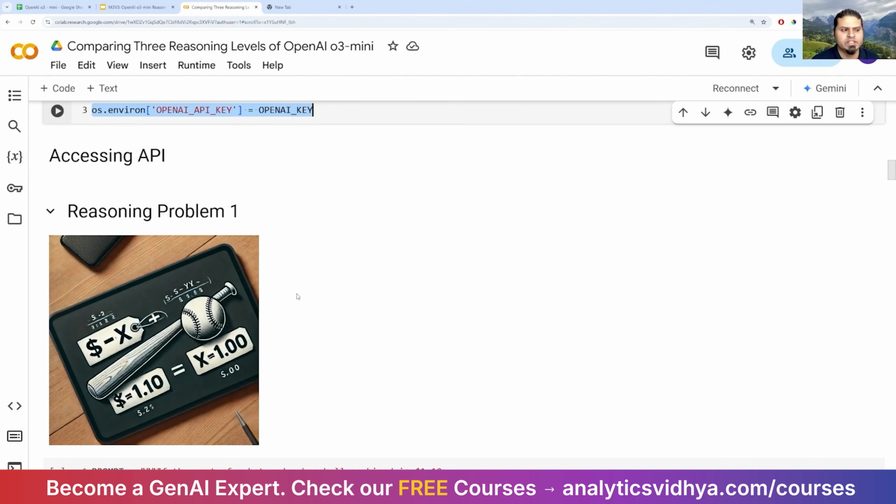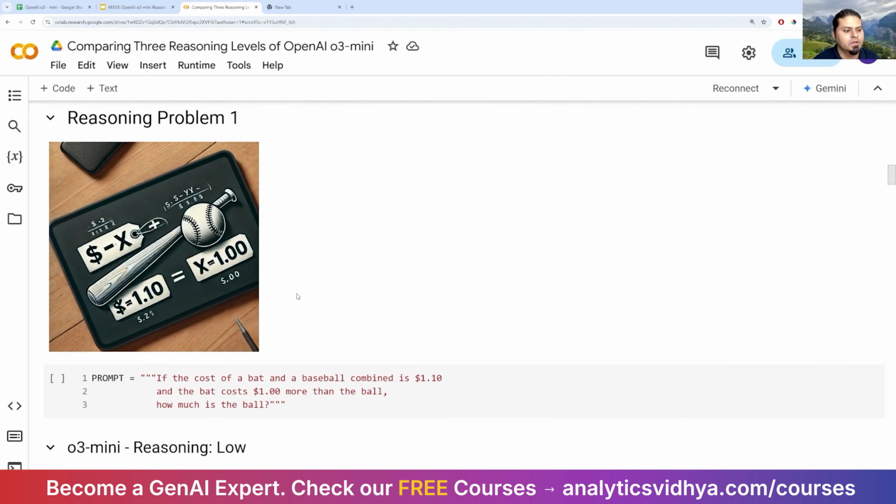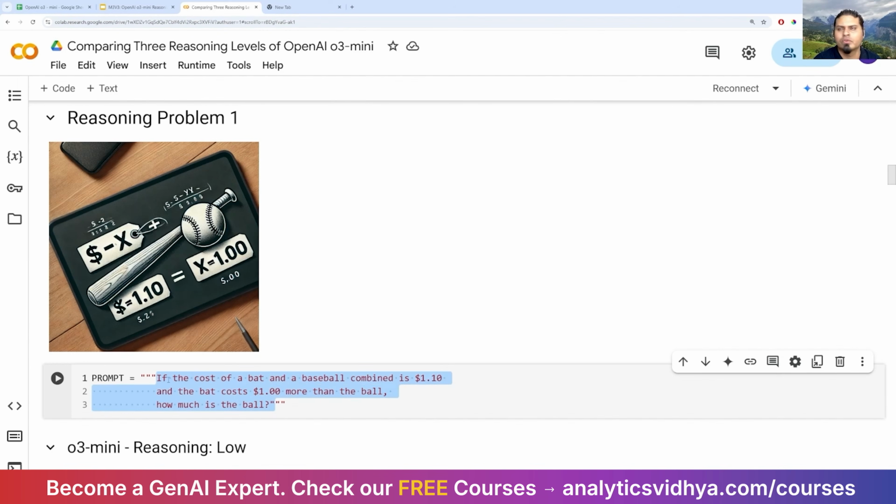So for the first reasoning problem, it is a very simple math-based reasoning problem that if the cost of a bat, a baseball bat, and a baseball combined is $1.10, and the bat costs $1 more than the ball, how much is the ball? So that is the overall problem, that both combined cost $1.10 and the bat by itself costs $1 more than the ball. How much is the cost of the ball?